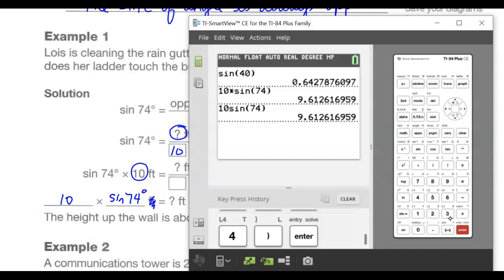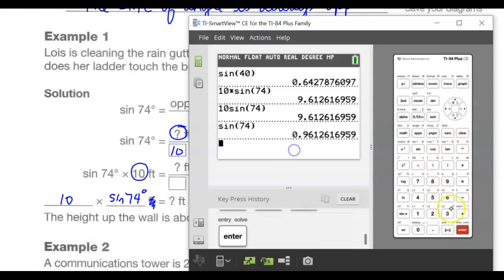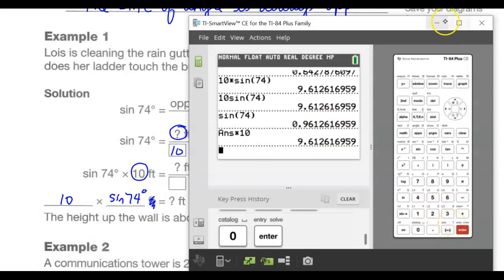So if you put 10 sine 74, you'll get the same thing. If you have a scientific calculator, you're going to have to put the 74 first if you can't see the word sine when you press that button. And then you would press sine, and then take that answer and multiply by 10. I can't do it that way in this calculator, but you basically get the value of sine 74 and then multiply by 10 to get 9.6.